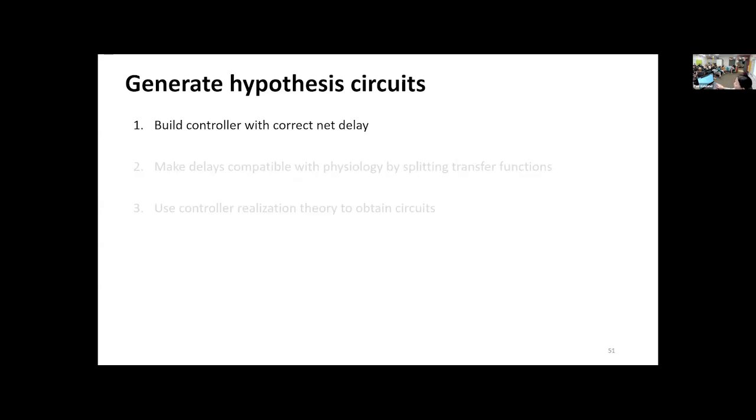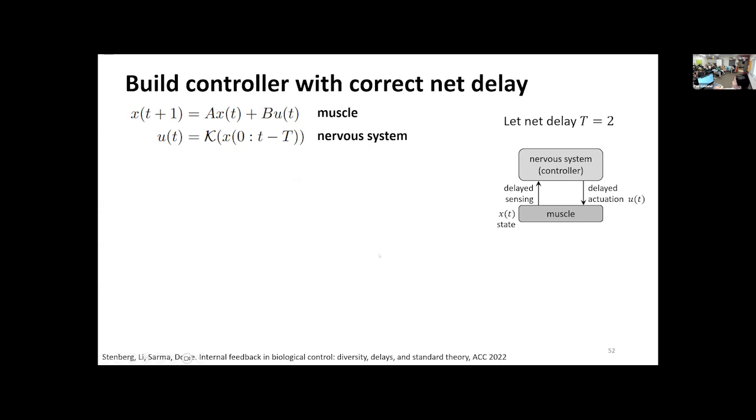Okay, so first we build a controller with the correct net delay. So here's that model again, right? Muscle delay, nervous system delay. And then for simplicity, we're just going to say that the total delay is 2, okay? 1 incoming and 1 outgoing. So we linearize and discretize our model of the muscle. And then you can write your controller in this way.